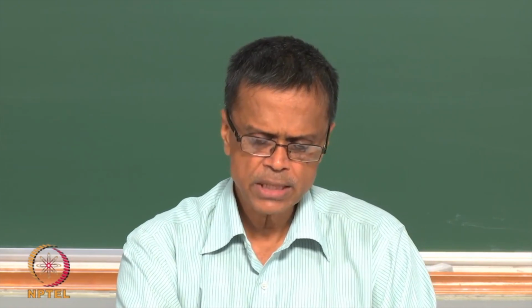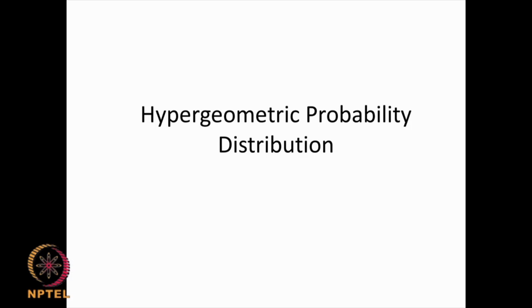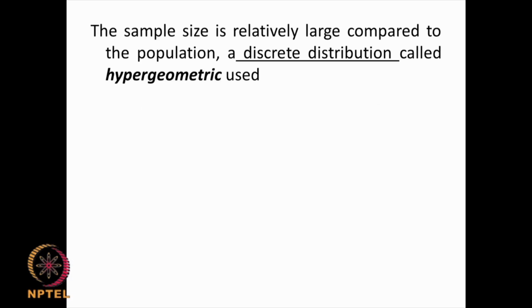Now let us look at another distribution, that is called the hypergeometric distribution. What is the hypergeometric distribution? Generally in a hypergeometric distribution, the sample size is relatively large when compared to the population of a discrete distribution. So, the sample size is quite large, whereas normally in the normal distribution the sample may be small and the population is very large.